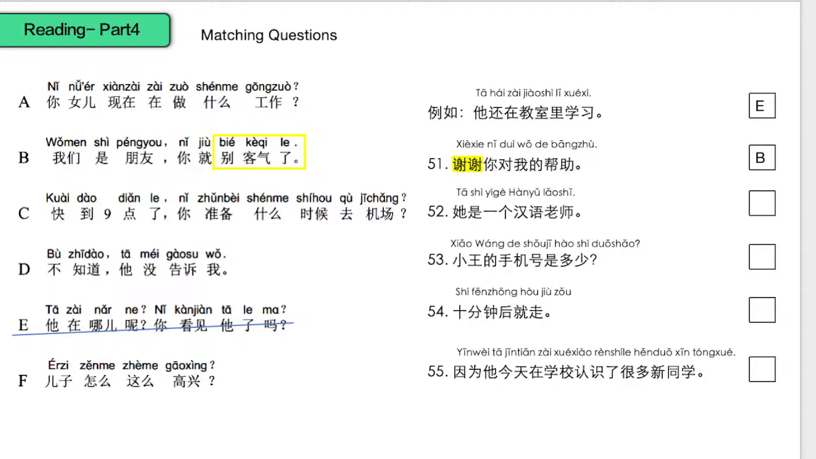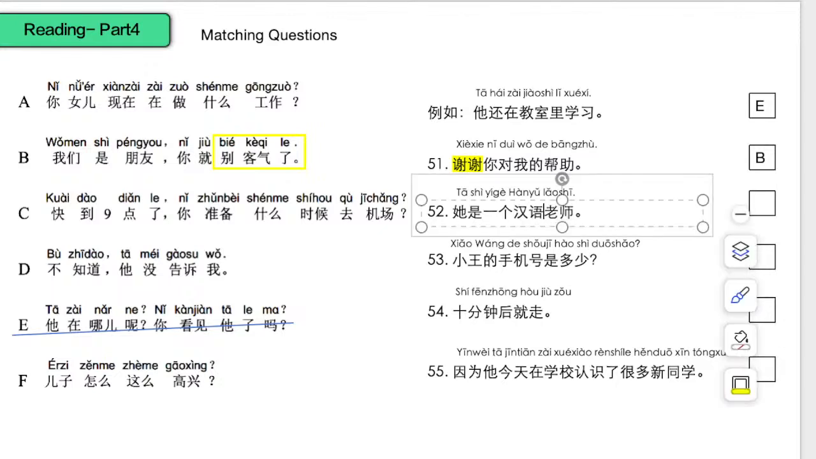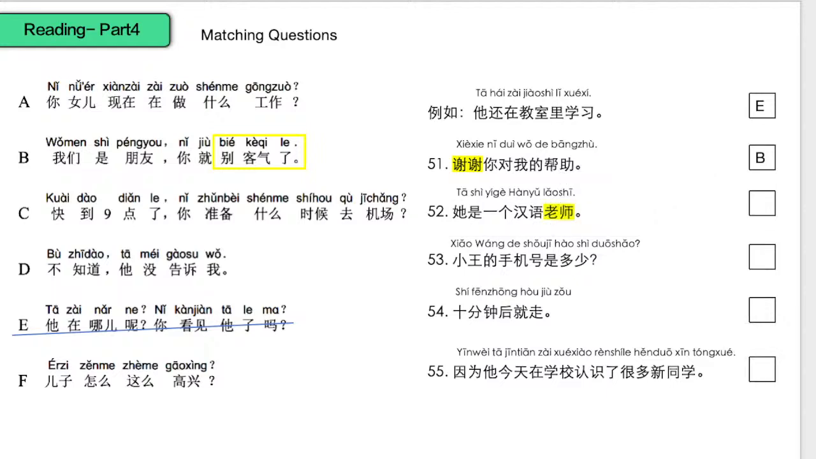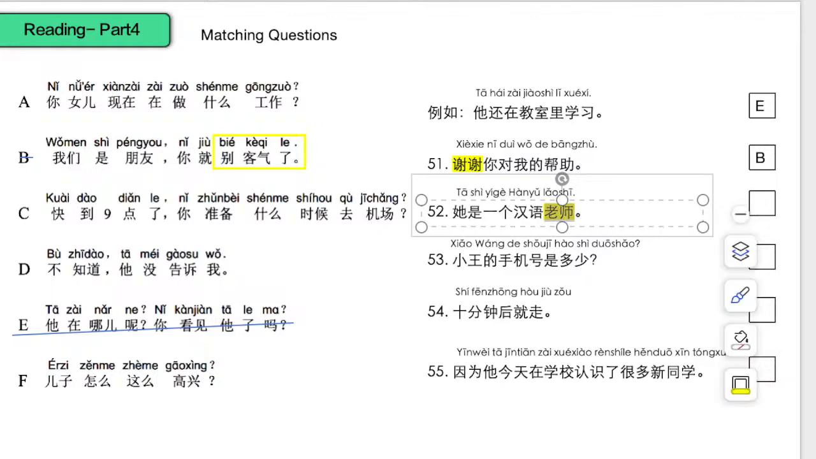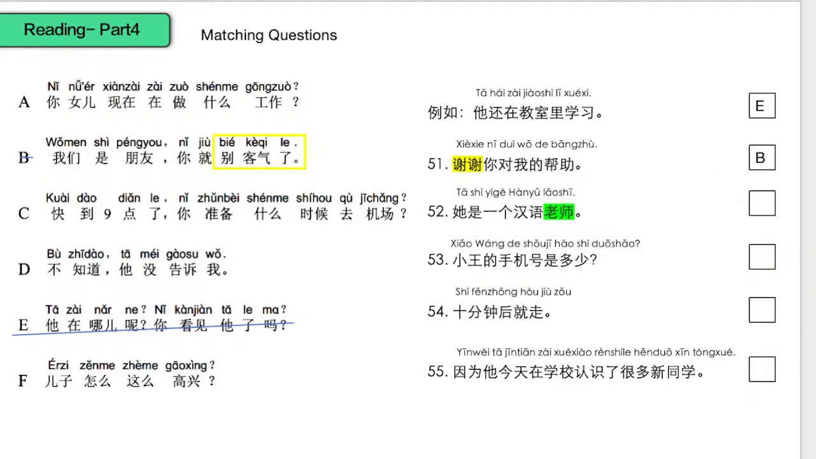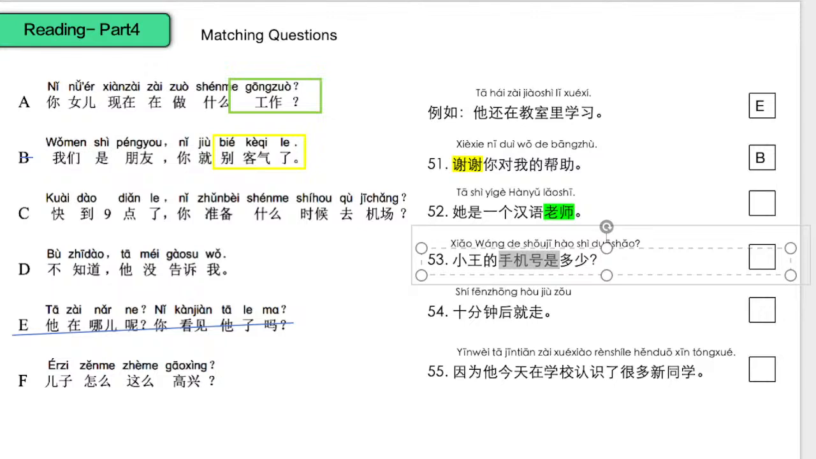别客气 means you're welcome, no need to say thank you. Okay, 52: 他是一个汉语老师. 老师 is a job. Let's look at the choices. Let me remove this. B removed. A: 你女儿现在做什么工作? Here we know 工作, so we choose A because it says 老师. Related 工作 and 老师.